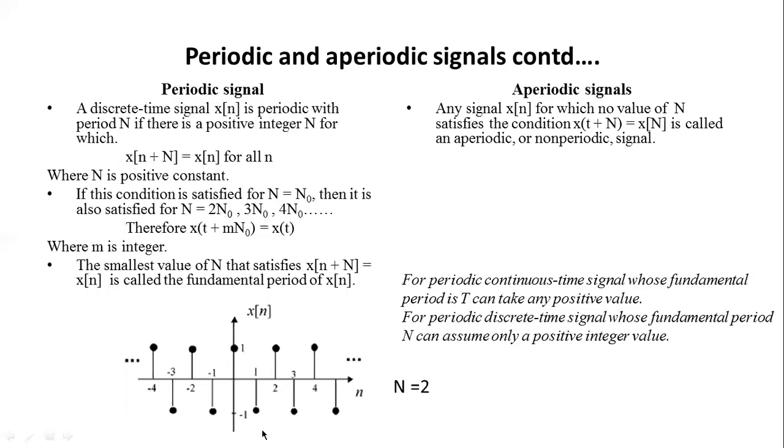Right. Now, one thing to note is that in the case of a continuous time signal, the time period can be any positive real value, for example 3.2, or let's say 1.5, and so on. But in case of a discrete time signal, since n can take only integer values, this capital N will be only a positive integer value. It can't take any decimal value like 1.5 or 1.3. It will take only integer values.